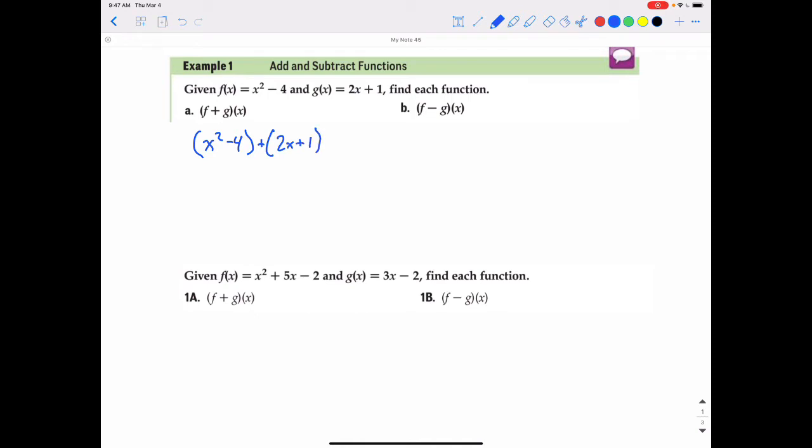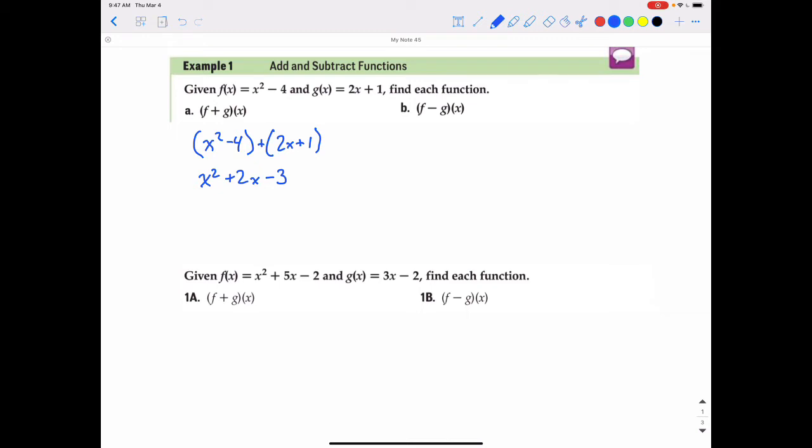And since we're adding polynomials together, we are only adding like terms. This is not a distributive property question. That's what you do for multiplication. With addition or subtraction, it's combining like terms. There is no like term with the x squared, so I'll just bring it down. There is no like term with the 2x, so I'll just bring that down as well. But there is a like term with negative 4 and the positive 1. So I am going to add those together. And negative 4 plus 1 equals negative 3. So the answer of f plus g of x is x squared plus 2x minus 3.